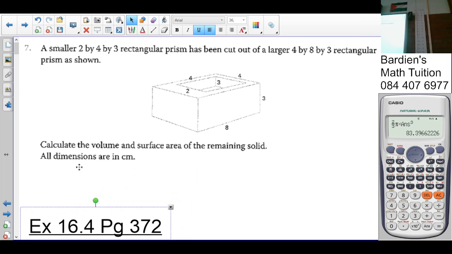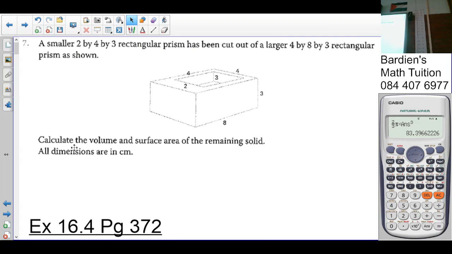Number 7. In number 7 we are told a smaller 2 by 4 by 3 rectangular prism has been cut out of a large 4 by 3 by 8 rectangular prism as shown. Calculate the volume and the surface area of the remaining solid. All dimensions are in centimeters.